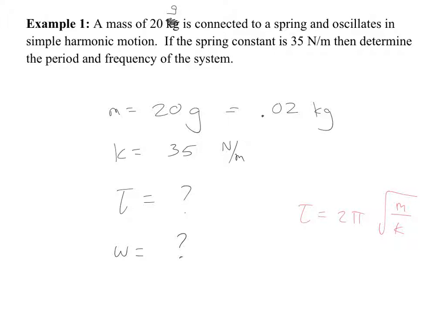This is what I keep reiterating, because on your midterm I pointed it out also. You have to know what your formulas mean. Right now this is easy because we only have 3 choices. Let's make sure we're clear on that. Period, 2 pi is a constant, M is mass, K is spring constant. So this is the period of a mass spring system. At this point all you're doing is plugging in.